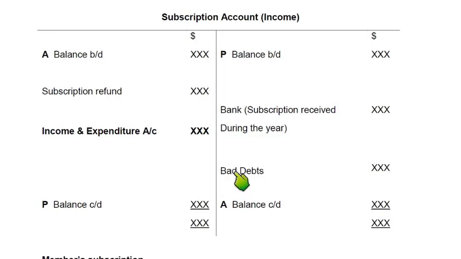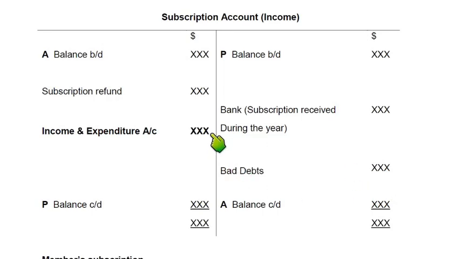Then we have bad debts. There can be bad debts in the subscription account as well. It means some of the members, after using the services, left the country, or they are unable to pay us the subscription due because of their financial conditions. Therefore it is a bad debt for the organization. Bad debt or irrecoverable debt will be debited, and the subscription account, the debtors, will be credited.